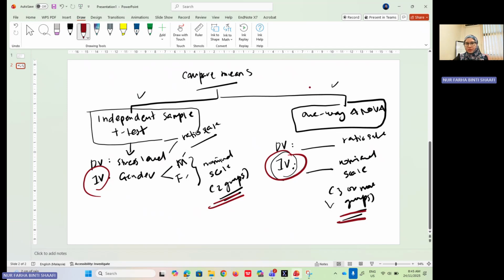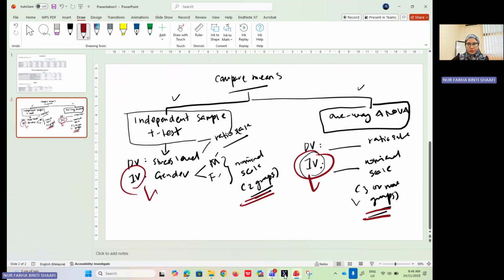Usually my students get confused about whether to use the independent sample t-test or one-way ANOVA. The difference you can see from the IV itself. Okay, now we go back to the notes.